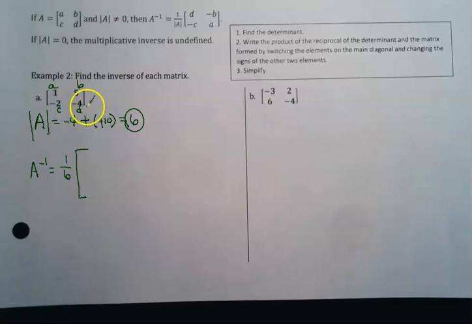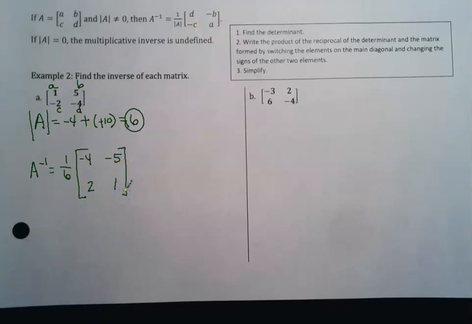So we're going to put D in the first position. So it's going to be negative 4. Then we want a negative B. So B is 5. We're going to make this negative 5. Negative C. So C was negative 2. So now it's going to be positive 2. And A goes in this position. A was 1.